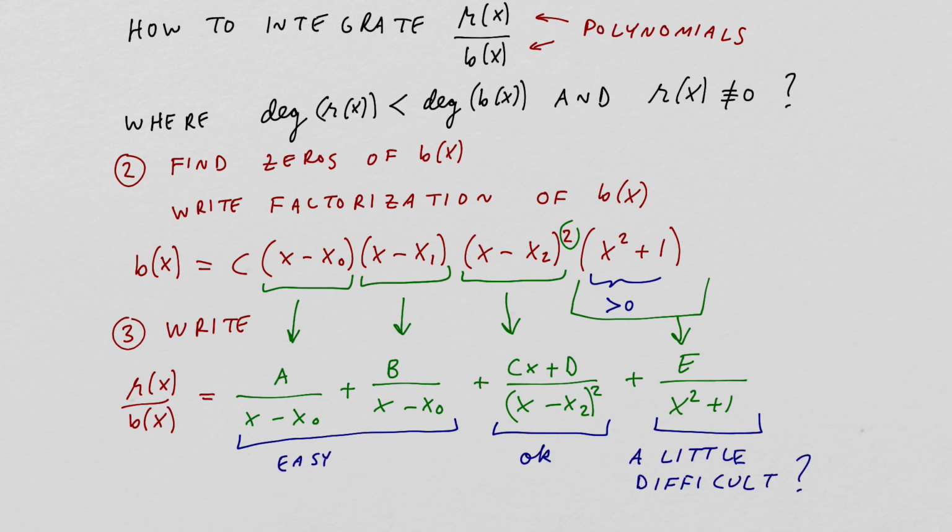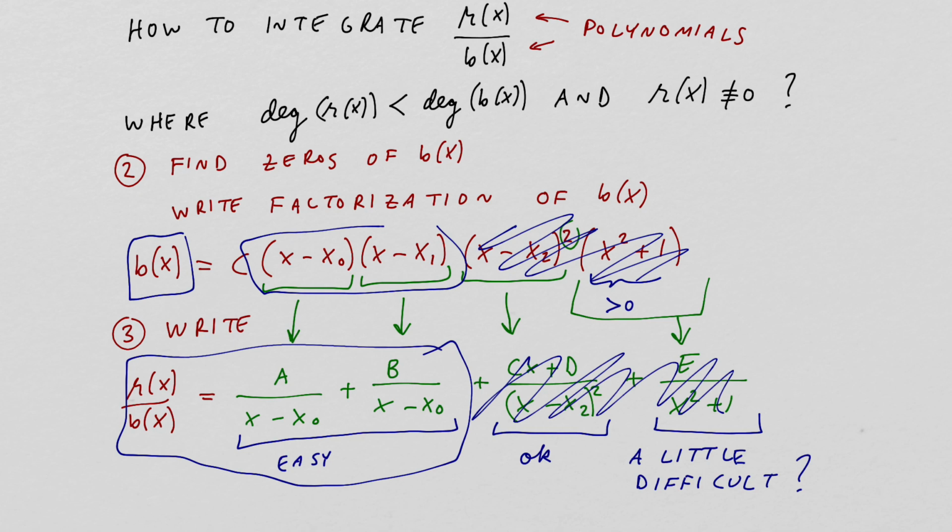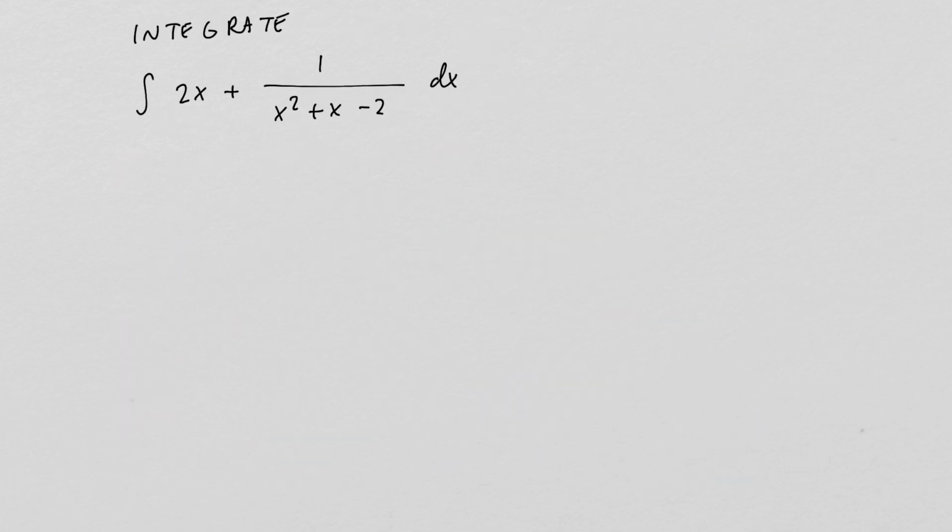Of course, for some polynomial b, not all of these factors happen. It can be that we just have these first two factors and these are not existing there, so our decomposition will look much easier. So let's consider different cases where we have different factors. Let's study this integral. So our function r is now 1 and our function b is now this.